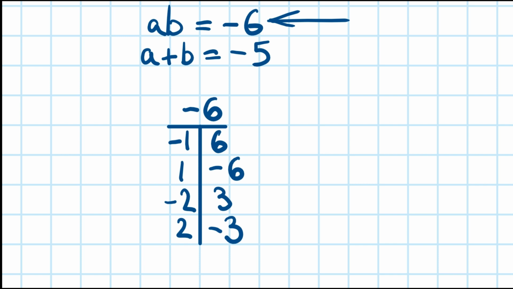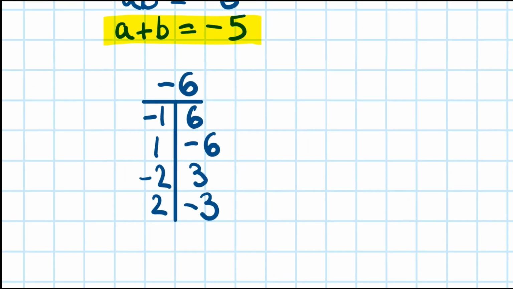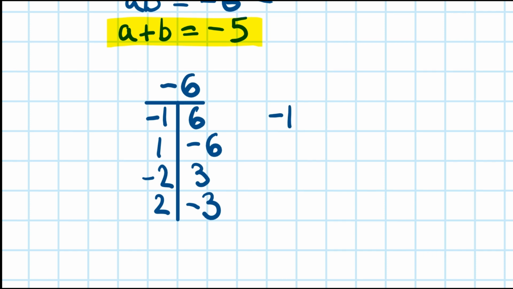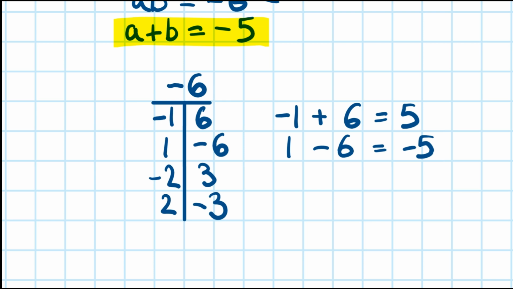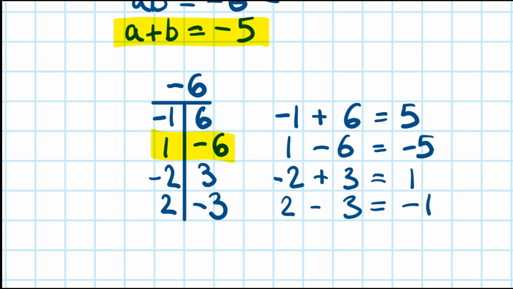Now we need to think about which two numbers are going to add to give us minus 5. For the eagle-eyed among you, you've already figured it out, but we're just going to list it out so it's nice and clear. If we do minus 1 plus 6, we get 5. If we do 1 minus 6, we'll get minus 5, which is the one we're going for. I'll just list the others out so we're happy. Minus 2 plus 3 would just be 1, and then 2 minus 3 would be minus 1. So what we're going for as a and b in this case is 1 and minus 6.